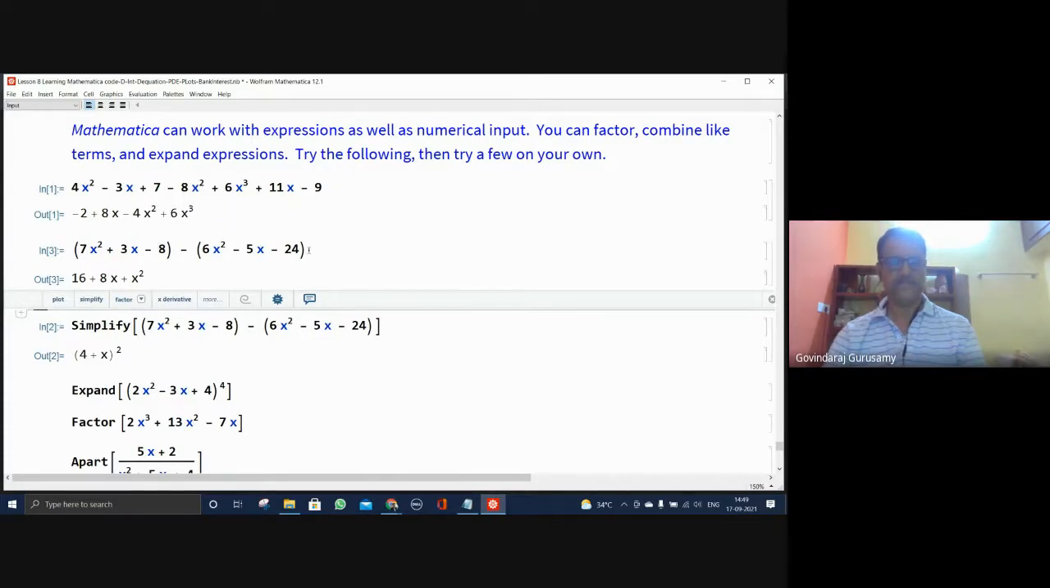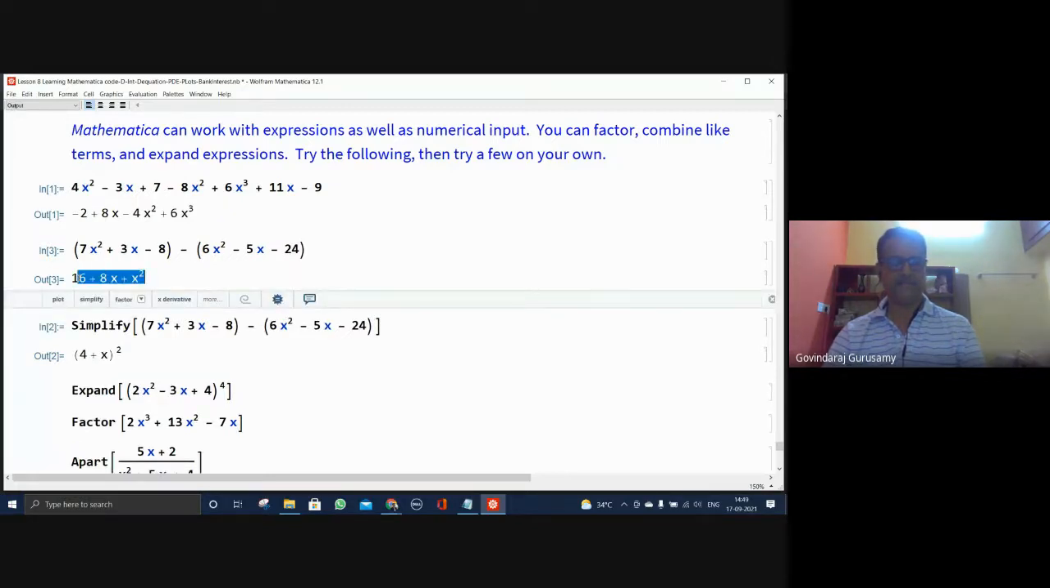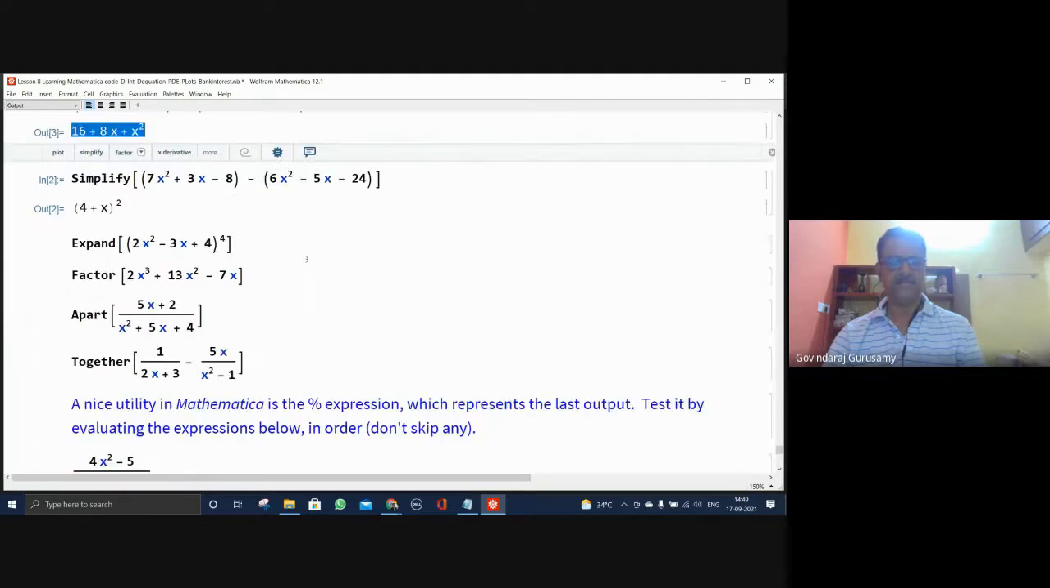For example, 16 is this because of this minus sign here. So 16, and there's an 8x. That's also fine because of the minus, it's 8x. And then you have a 7x square minus 6x square, therefore it's an x square. And this can be factored. That factoring is simplified by this simplify and getting this result. That is the meaning of this simplification. Okay. Simplify means it's trying to bring it to a form where all possible simplification you try to do.